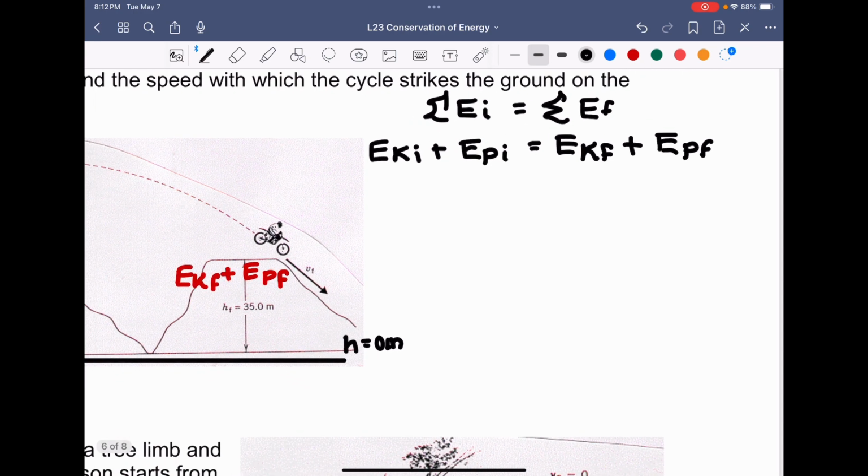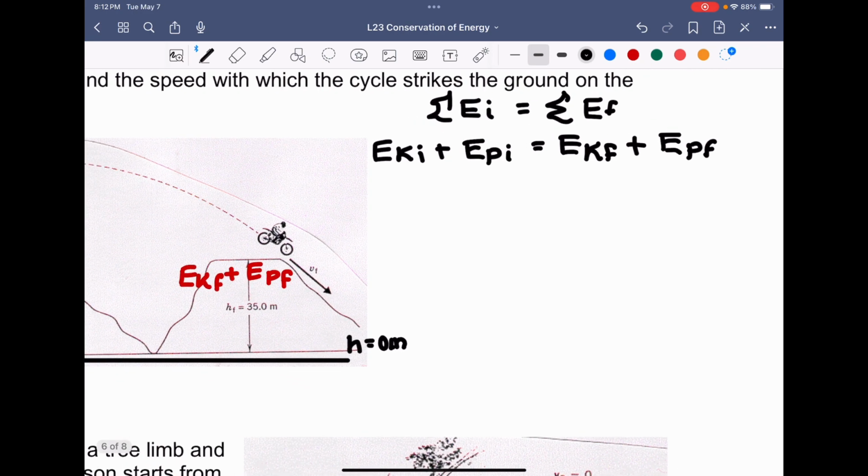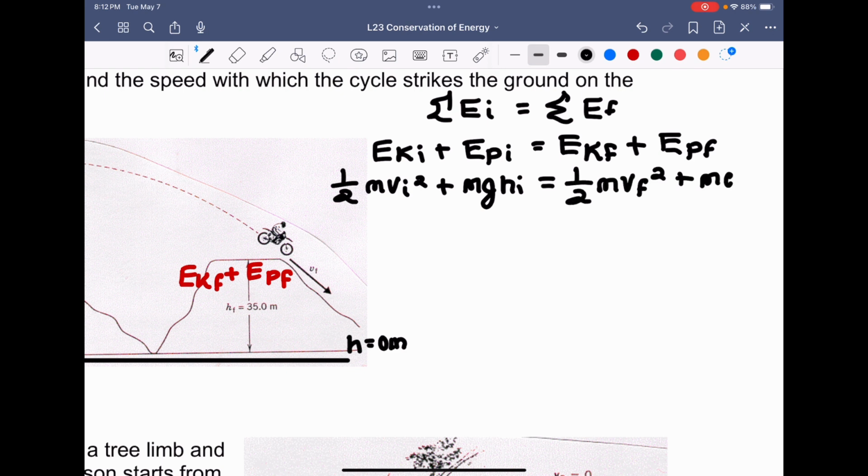Now, off our formula sheet, here's where we go to that section on the bottom left, which deals with all these EKs and EPs. We're going to expand them all out. So it's going to give me 1/2 mass VI squared. And I'm going to use subscripts to be very specific. This is MGHI, which is equal to 1/2 MVF squared plus MGHF.